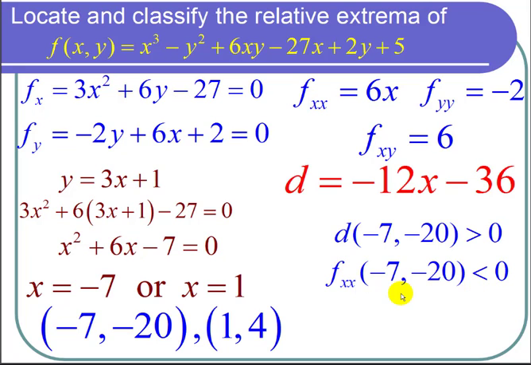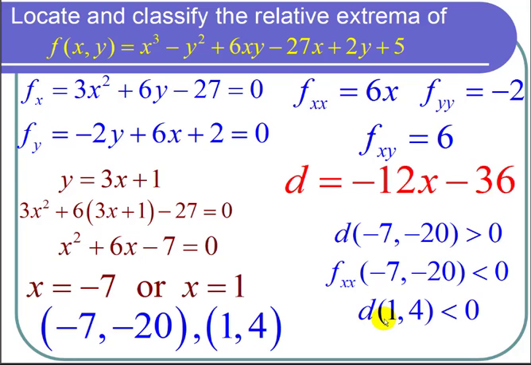So now let's find what this critical point 1 comma 4 is. So I plug in 1 comma 4 into D. So here x is 1 and y isn't in D, so I don't have to worry about it. And I get negative 12 times 1 minus 36 is negative 12 minus 36 is a negative number. So D of 1 comma 4 is less than 0. When D is less than 0, we have a saddle point, regardless of what f x x is.